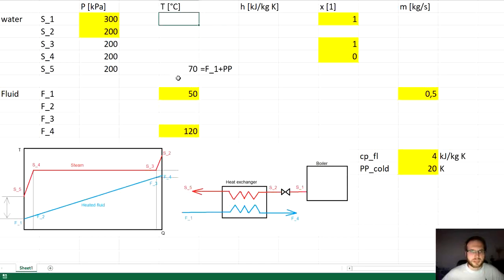And now we will go to the thermodynamic parameters. So, what is the temperature at the point S1? We know that its pressure, 300 kilopascal, and we know its quality. Those are two thermodynamic properties which define the state of any fluid, at least when it has just single component. So we should be able to get the temperature. And the temperature will be a function of this pressure and of the quality.